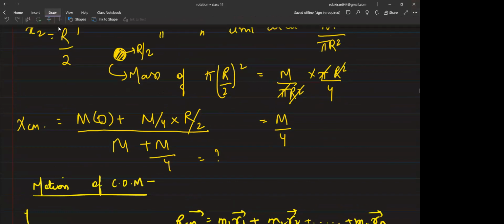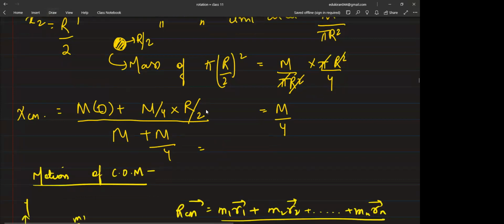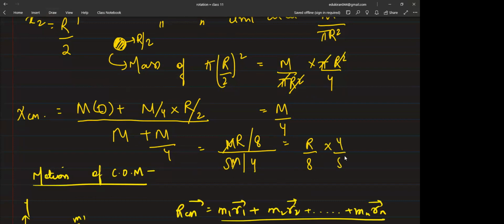See, in this question, when you are solving this, this is m into r by 8. This is m into r divided by 8, divided by 5m by 4, right? This is what is given. So mass will be cancelled. So we are left with r by 8 and this is 4 by 5. So this is your answer.